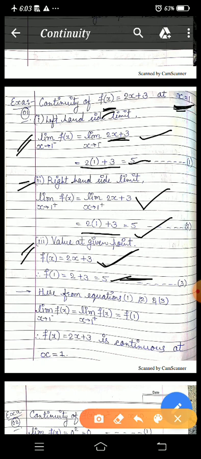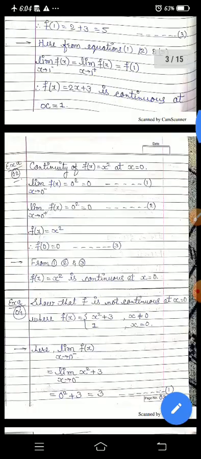So here from equations 1, 2 and 3, we can say that all values are equal and that is equal to 5. So the function is continuous at x equals 1. Now suppose we are taking another example from our NCERT 12 Science textbook. This is example number 2.